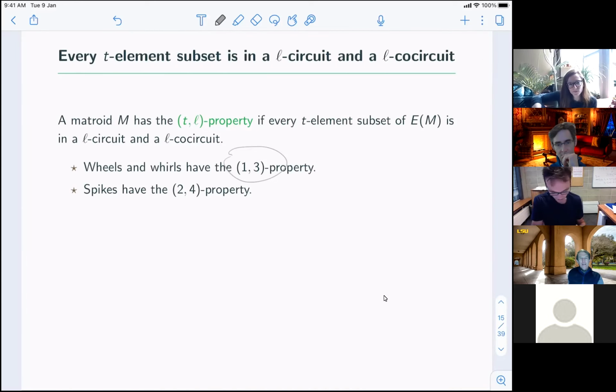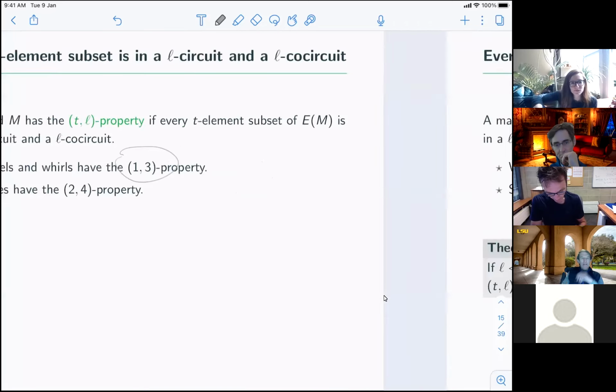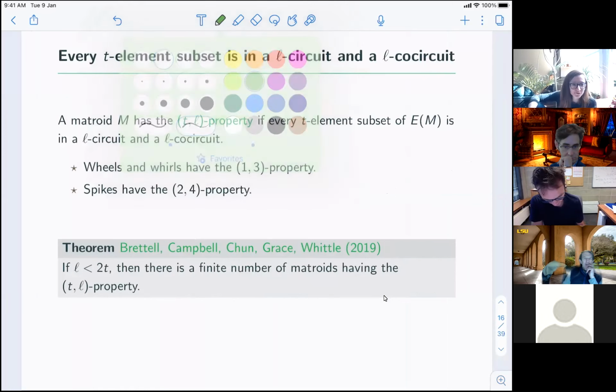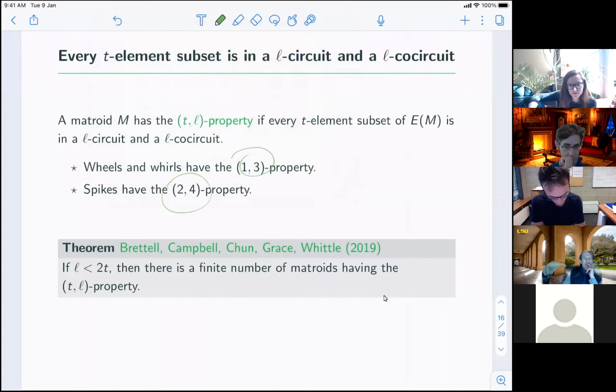Some general properties. Well, the first thing you can say is that Nick Patel, Rutger Campbell, Deborah Chun, Kevin Grace, and Jeff Whittle showed that if L is strictly less than 2T, then there's a finite number of matroids having this T,L property. So those don't apply here. These two examples don't apply, because L is not strictly less than 2T in this case.